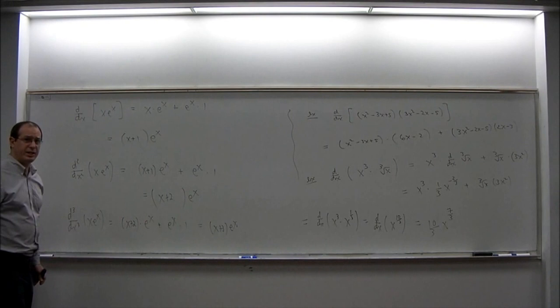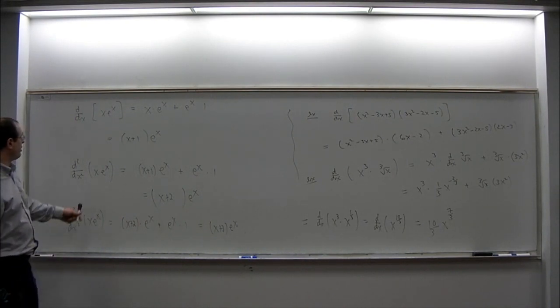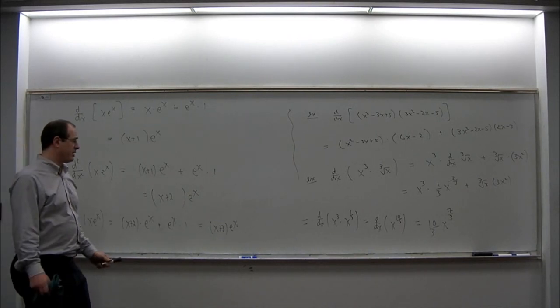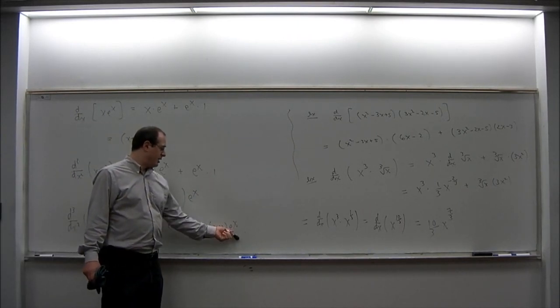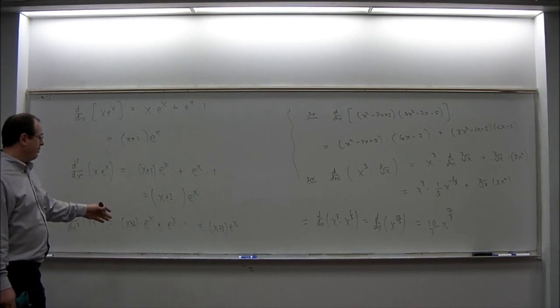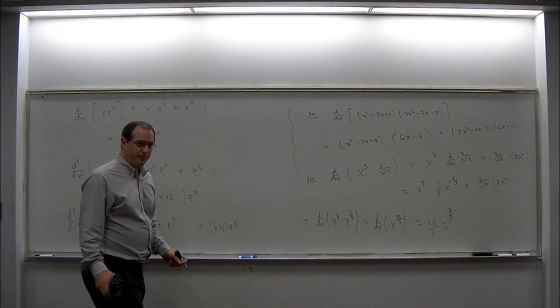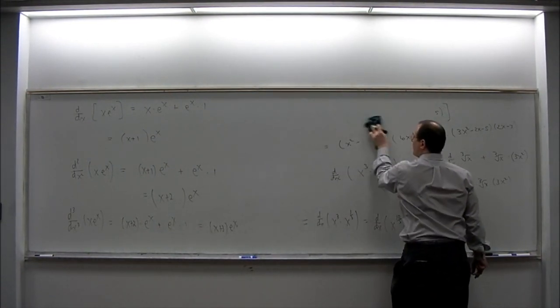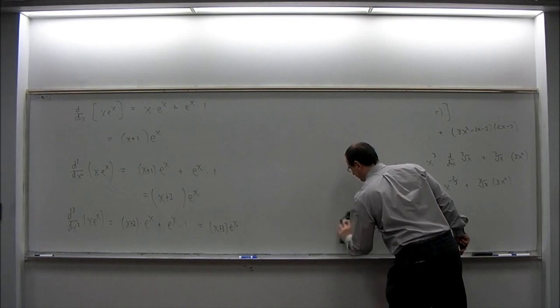And this pattern continues. In general, the nth derivative of x times e to the x is going to be x plus n times e to the x. So there's a nice little pattern, and we got some practice with the product rule. Another example, let's try an example involving the logarithm.